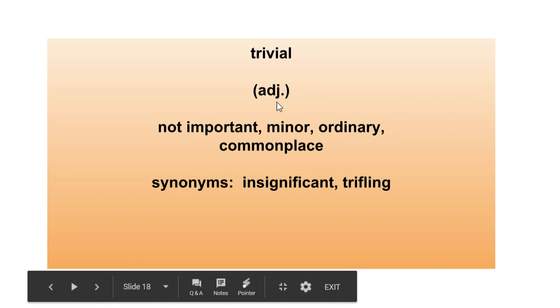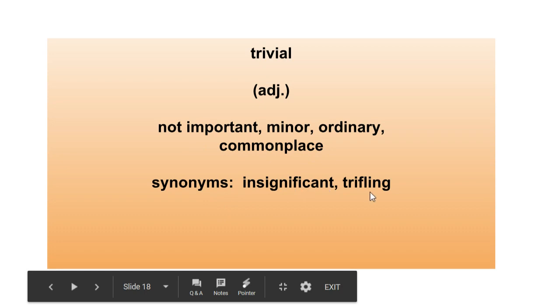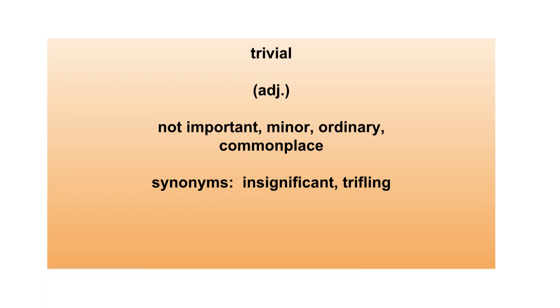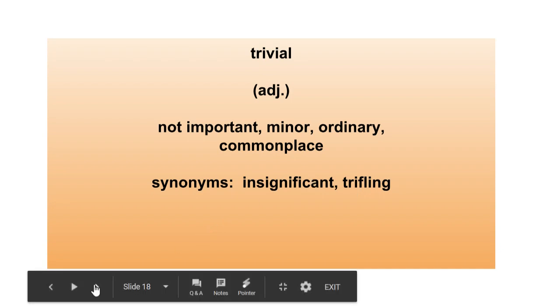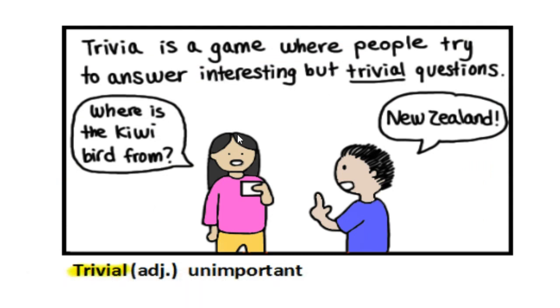Trivial. Trivial is another adjective. It's a describing word. It describes nouns and pronouns. It means not important, minor, ordinary, commonplace. Synonyms would be insignificant, trifling. Trivial information would be something that you might want to know, a fact about a random person or country, but do you need it in your everyday life? Do you need it to function? No, not necessarily. So here I said trivia is a game where people try to answer interesting but trivial questions.